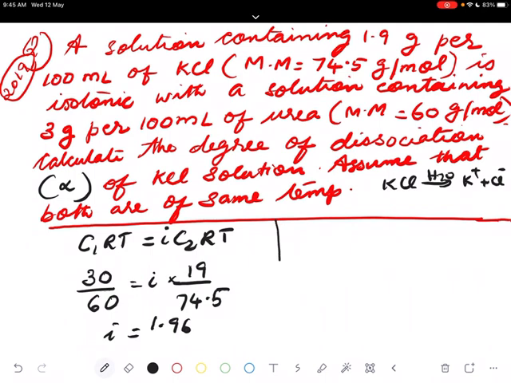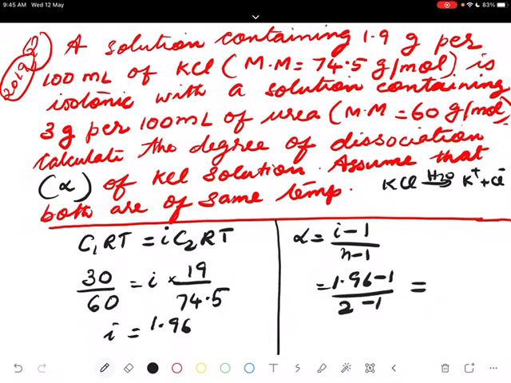Then you can use that equation, alpha is equal to i minus 1 upon n minus 1. Actually, this equation is not given in your syllabus, but you learn this equation. It will be useful. So, i is 1.96 minus 1 upon 2 minus 1. So 2 minus 1 is 1. 1.96 minus 1 is equal to 0.96. Both ways it is correct. You can adopt any method for this. Next question.